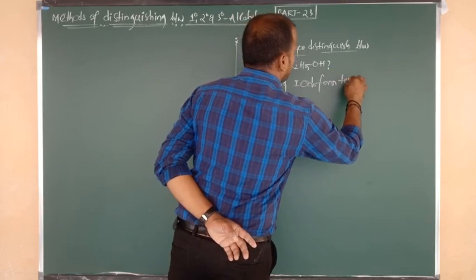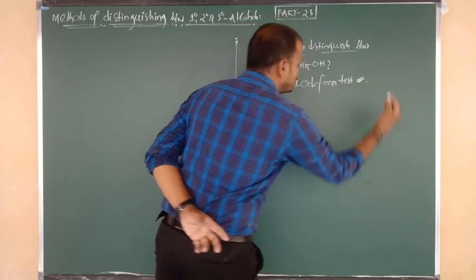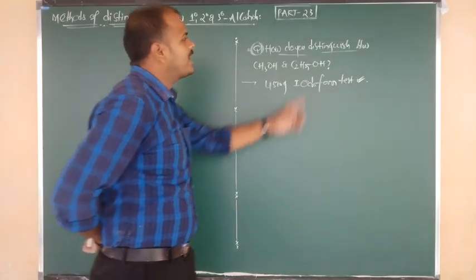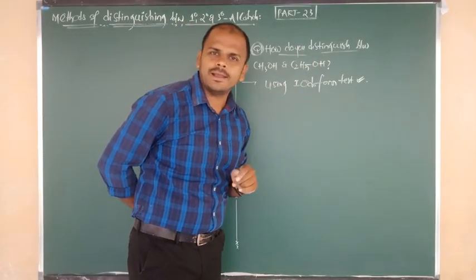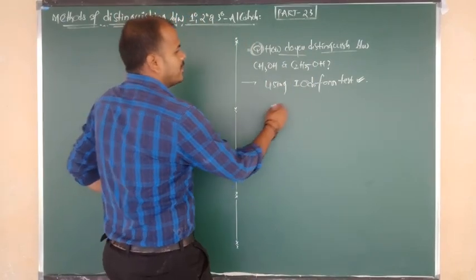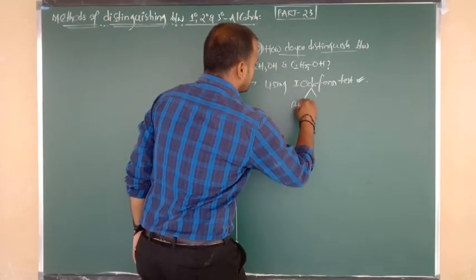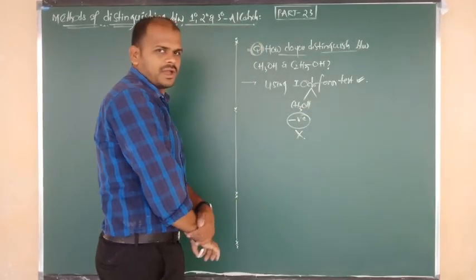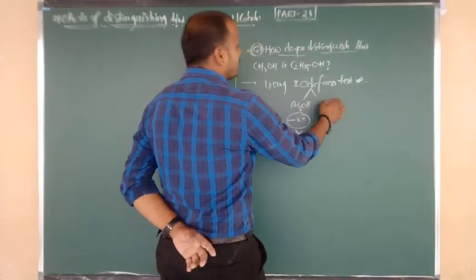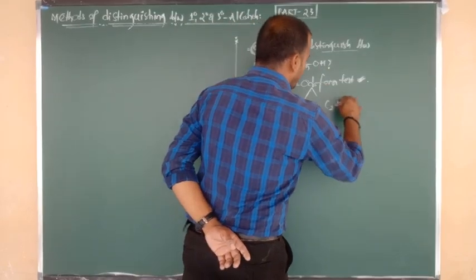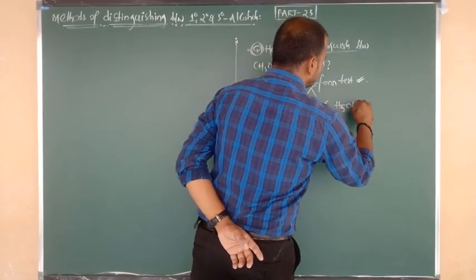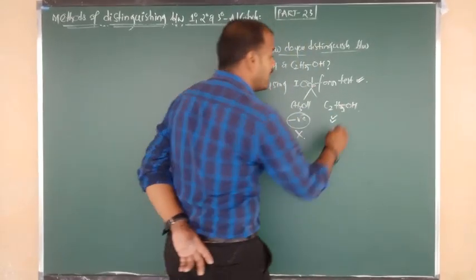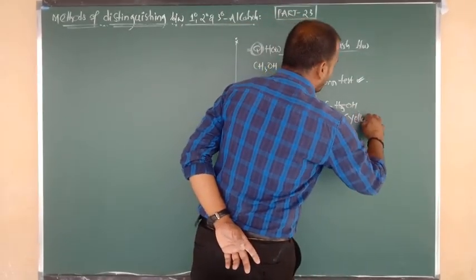In the last class I already told you, but once again I am showing clearly. Using the iodoform test we can distinguish between methyl alcohol and ethyl alcohol. For the iodoform test, methyl alcohol is negative, it does not show the reaction. For the iodoform test, ethyl alcohol is positive. Yesterday I wrote the equation also. Positive means how can you say? Because it forms a yellow precipitate.